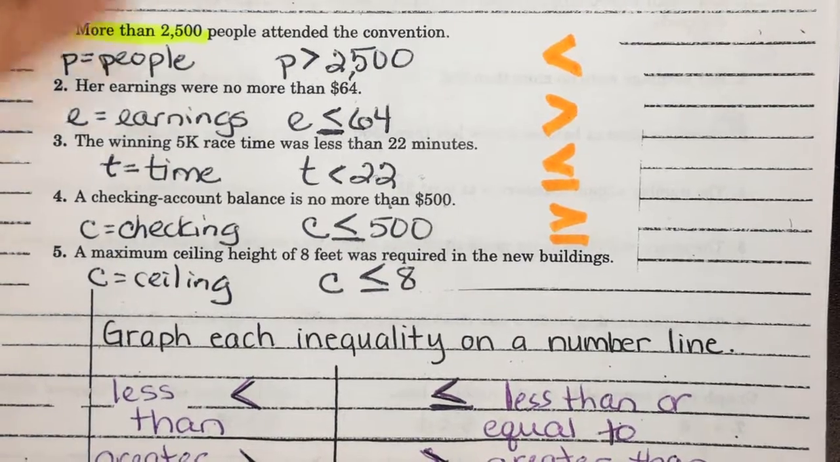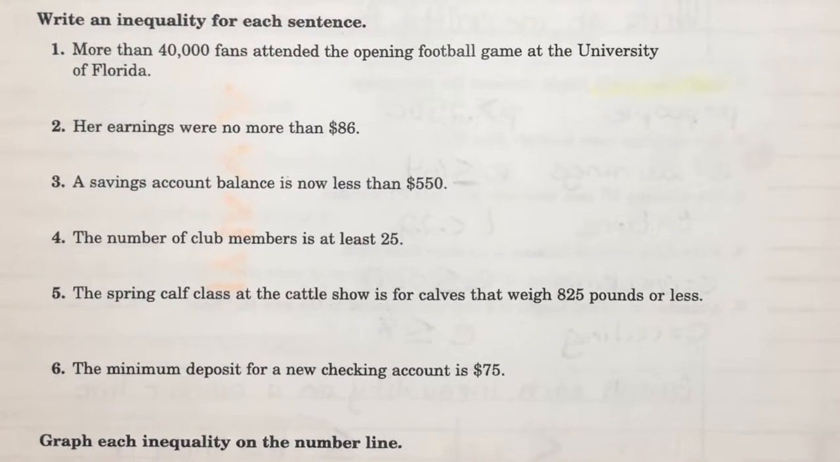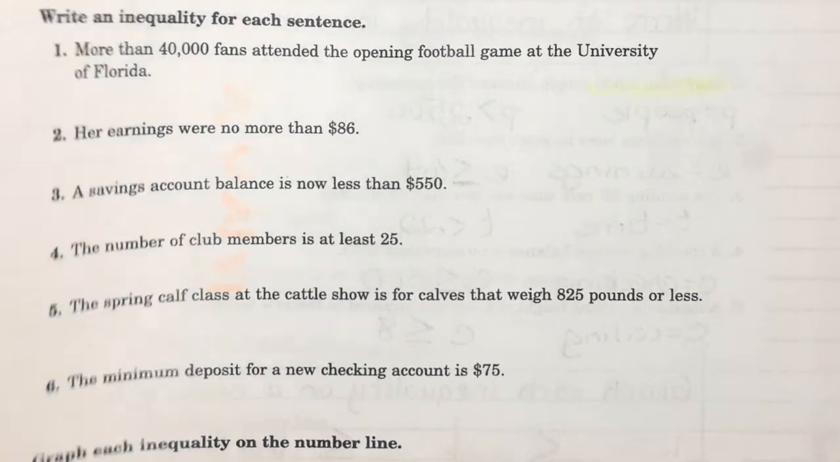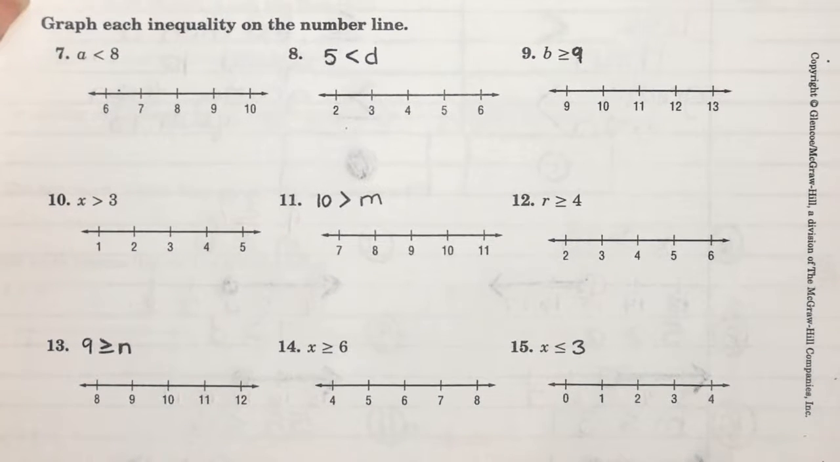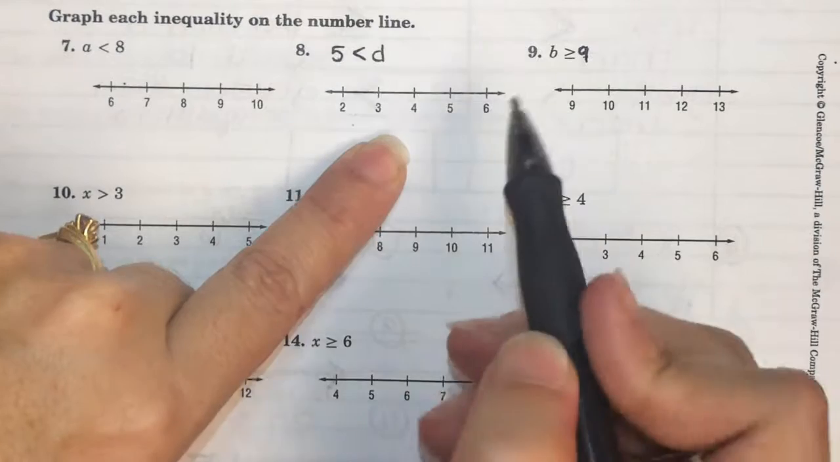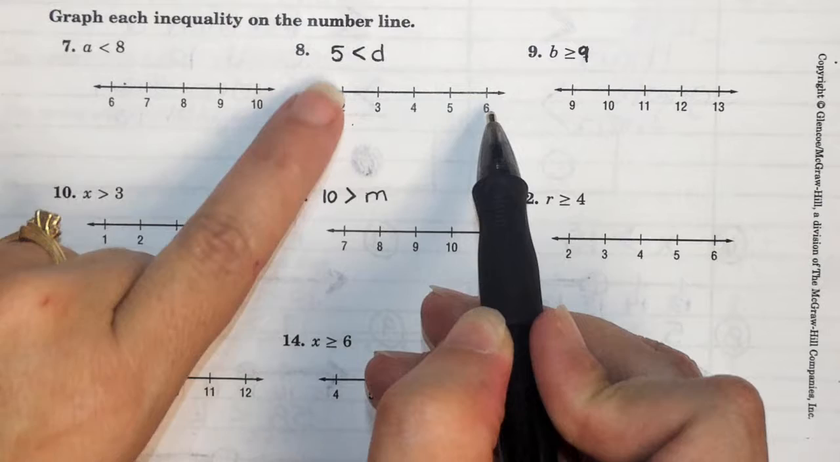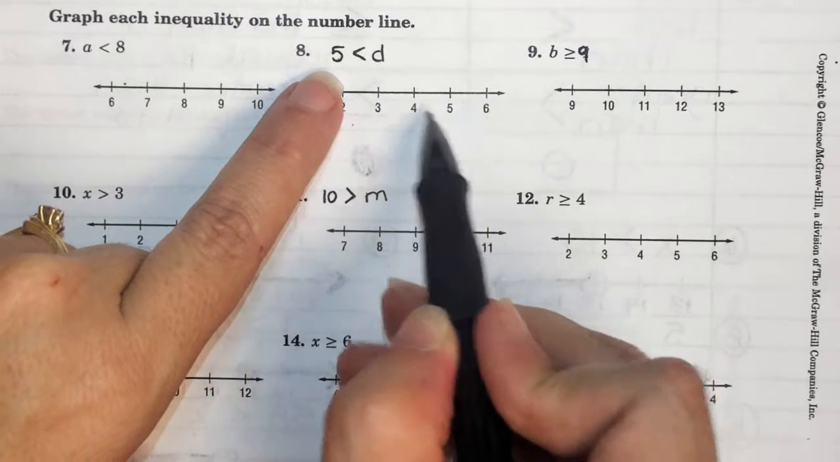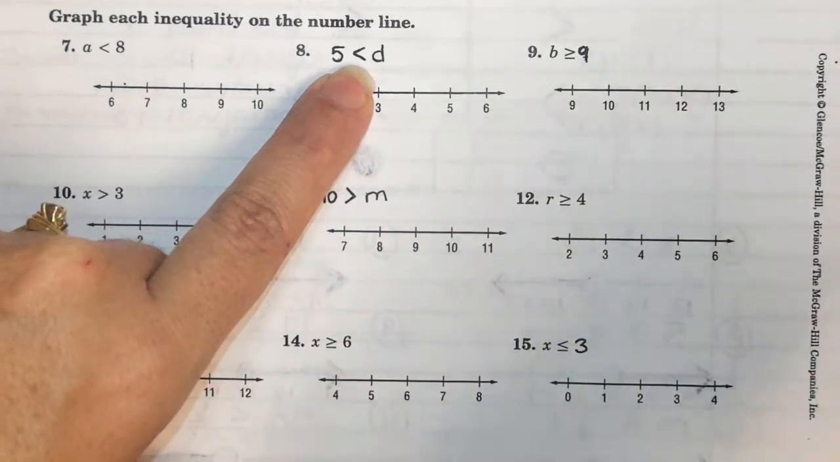Okay? So the back looks just like the front. It's just different sentences. We have to write an inequality for each sentence, 1 through 6. Graph it on a number line. I will say on these, like number 8 here, a student stopped me earlier and asked. They already numbered the number line for you. So, since they've already numbered it, you don't have to number it, but you've got to look and see. Do you want an open or closed hole?